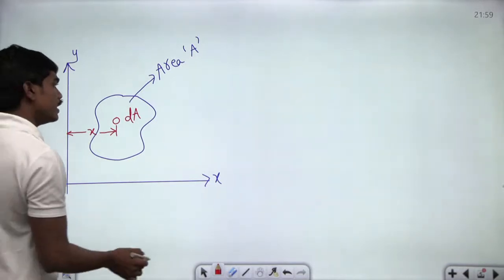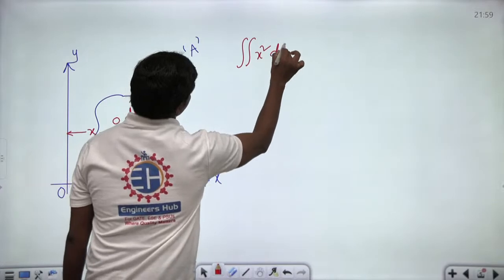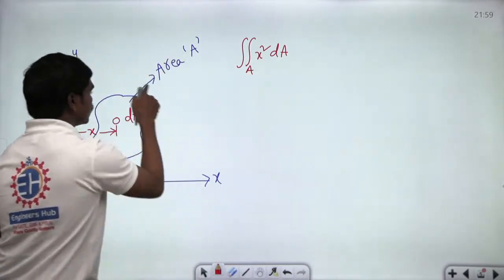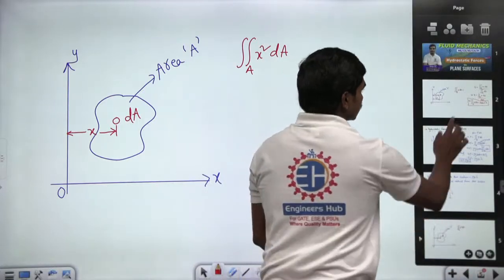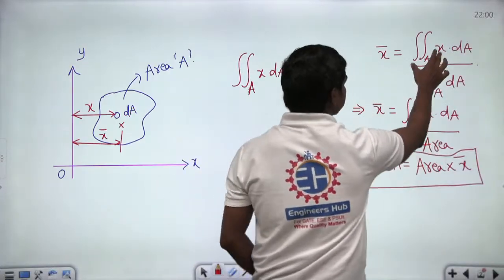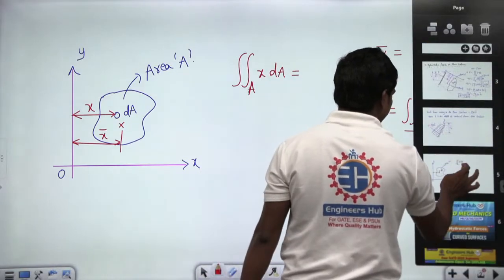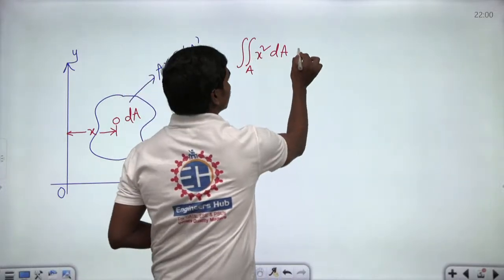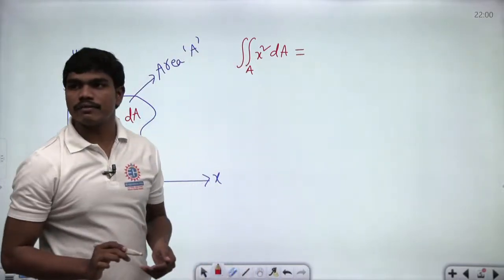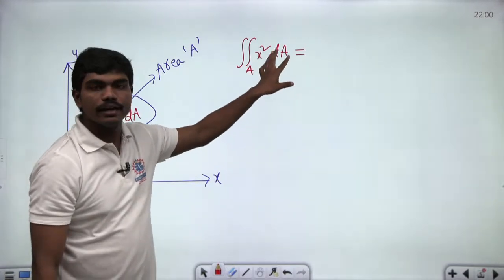then if I write double integral of x square dA, it means this integration is evaluated on this complete area. We know first moment of area gives you the concept of centroid. So we have seen here that the first moment of area, integral x dA, will give you the concept of centroid. So similarly, if I go for x square, can you tell me what is this value equal to? Double integral of x square dA.